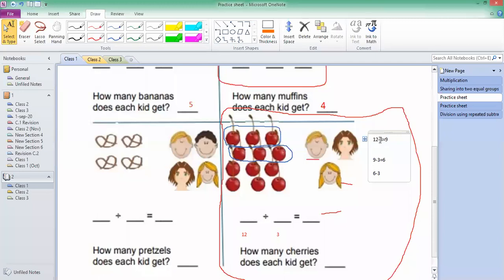Like here from 12, I subtracted 3. From 9, I subtracted 3. From 6, I subtracted 3. Because the number of kids is the same. I have to distribute among 3 kids, so I am giving one cherry again and again to these 3 kids. That's why 6 minus 3. Now, tell me in the chat box, 6 minus 3 is equal to what?